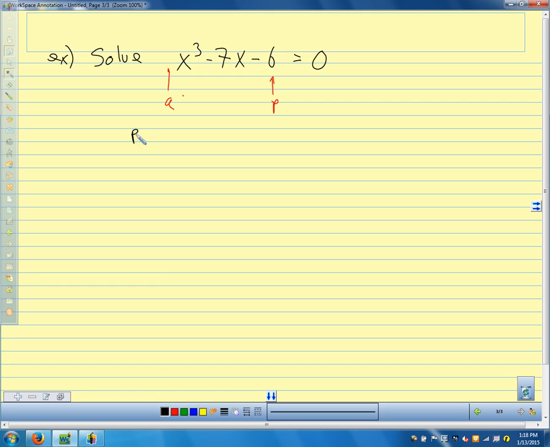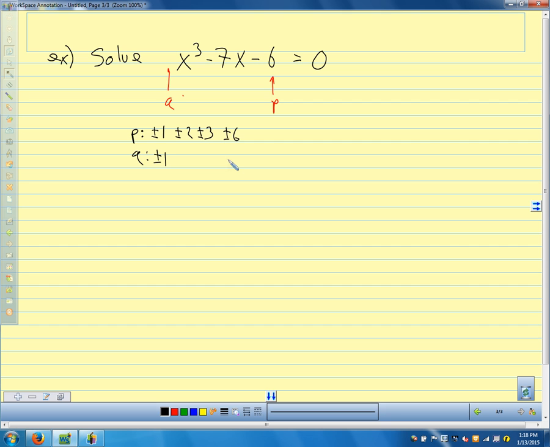So what are the factors of P? Plus or minus 1, plus or minus 2, plus or minus 3, plus or minus 6. How about Q? Plus or minus 1. So we don't have any fractions we have to deal with. So these are the possible rational zeros. So all we have to test is plus or minus 1, plus or minus 2, plus or minus 3, plus or minus 6. And we're hoping that it's some of the early ones.